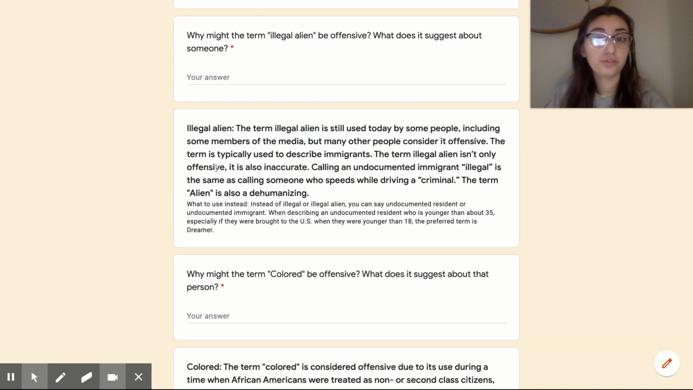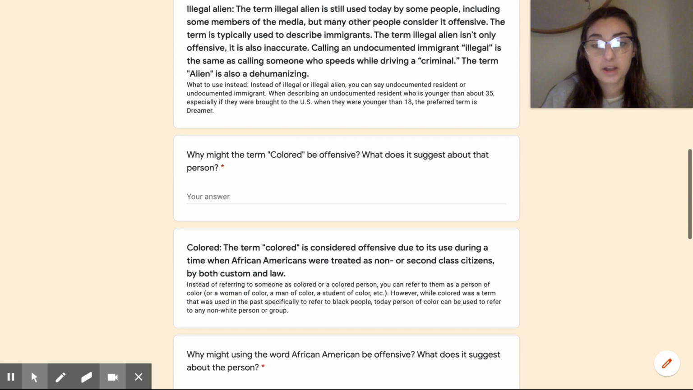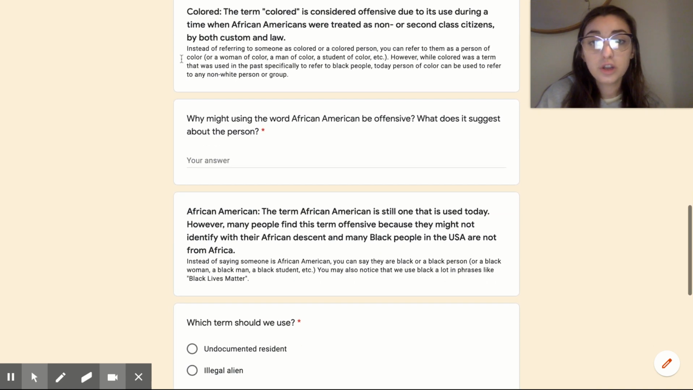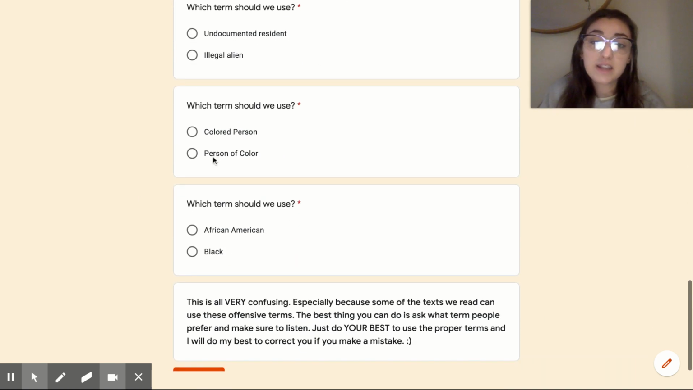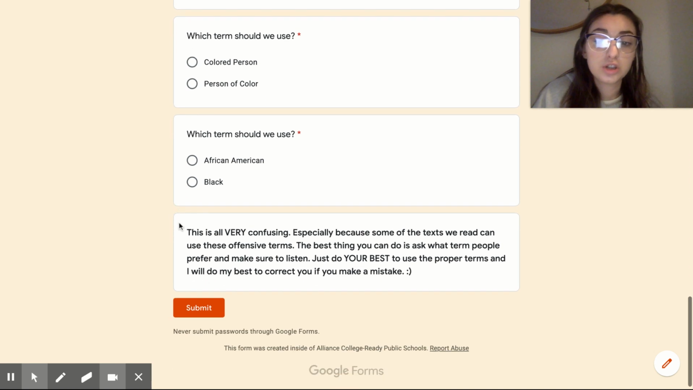This is where it's super important for you guys to read this. It's going to tell you why we do not use that term anymore and then what you guys can use instead. It talks a little bit about the history of that term as well. So just make sure that you're reading all of these blocks of text because that is going to be the most important part of this lesson. And then it's going to ask you to choose which of these terms we should use.